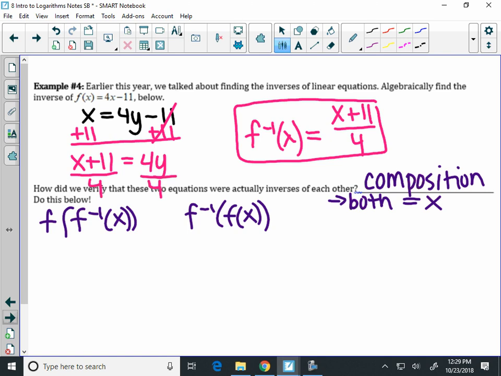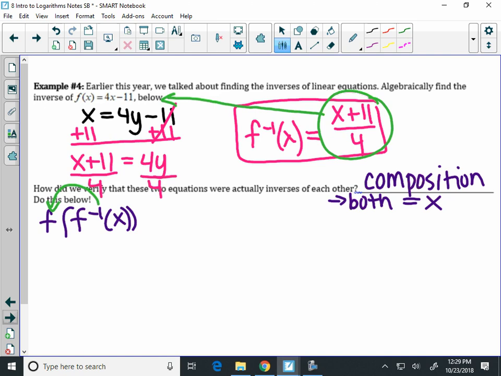You can pick. Do you want to do the composition that I wrote here on the left or the one I wrote on the right? Which one looks better to you? The left one. All right. So let's find f of f inverse. Normally we would do the other one, but not today. I'm going to save you some time. So let's think about this inverse. Which one goes into the other? The inverse goes into the original. That means you're going to take this x plus 11 over 4 and put it into the original function.